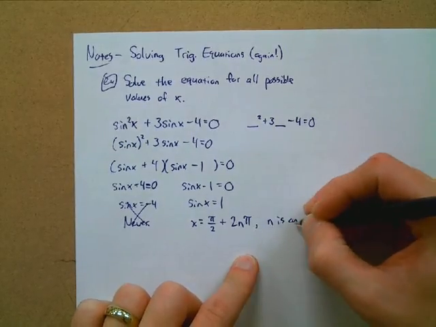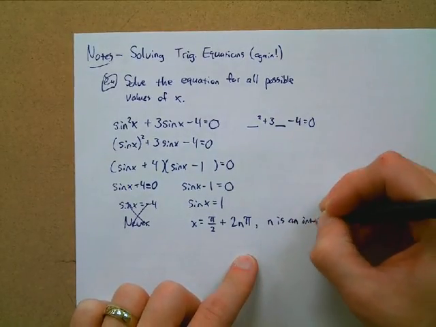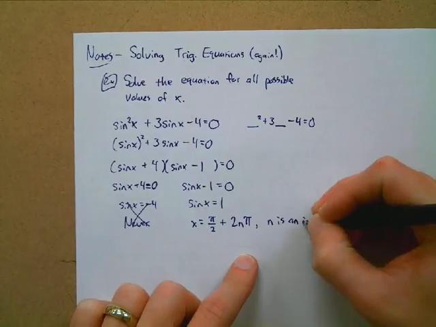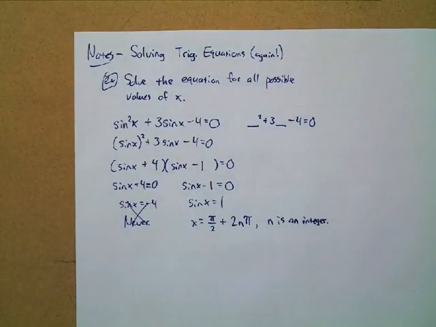Okay, it's not just any multiple of 2 pi, it's 2n pi where n is an integer. Okay, and we should write that out every time we answer the question, right?